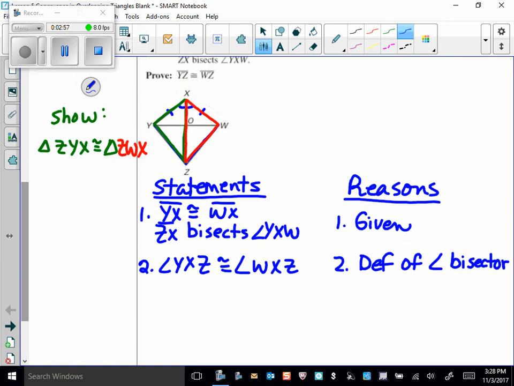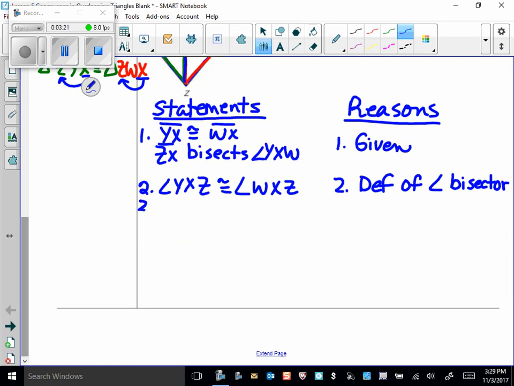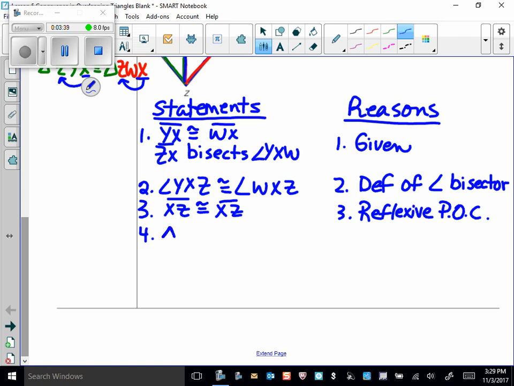Okay, so let's see what parts of the triangle we have. We have a side, we have an angle. Oh, so look, if I take this side here that's shared and I say that it's congruent to itself, then I've got the triangles that I need here. So let's check our order when we talk about XZ. We've got X and then Z, we've got X and then Z, so I'm going to use the reflexive property, and I'm going to say XZ is congruent to itself. Reflexive property of congruence.